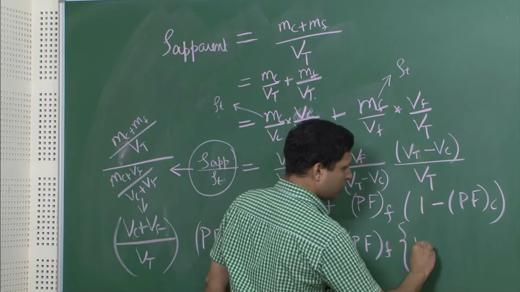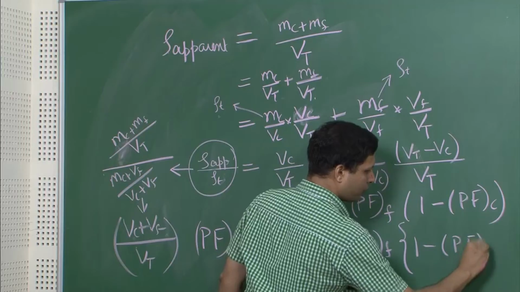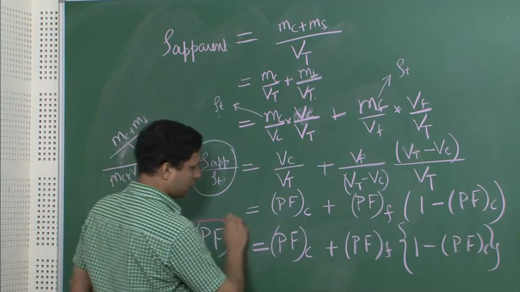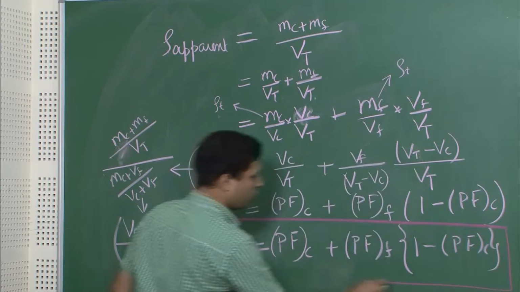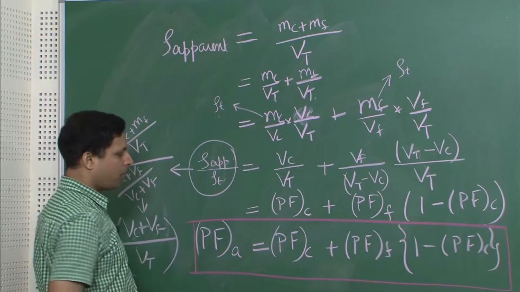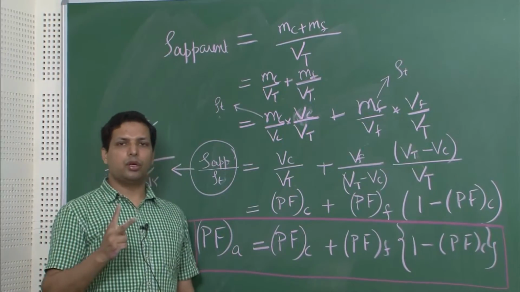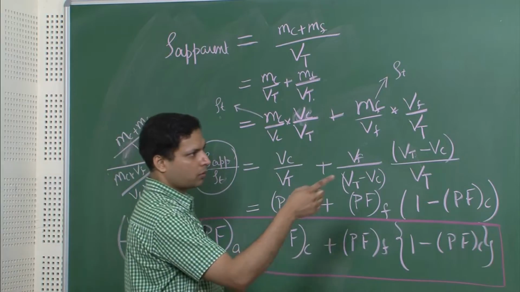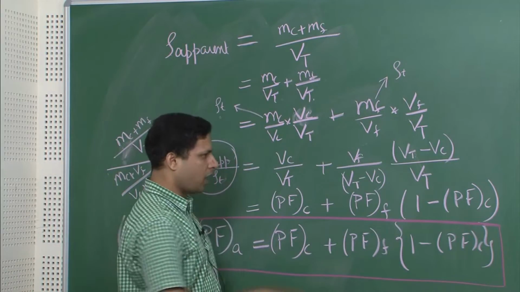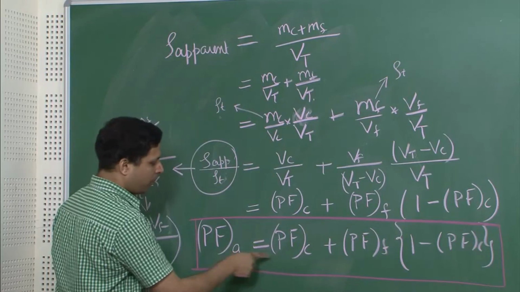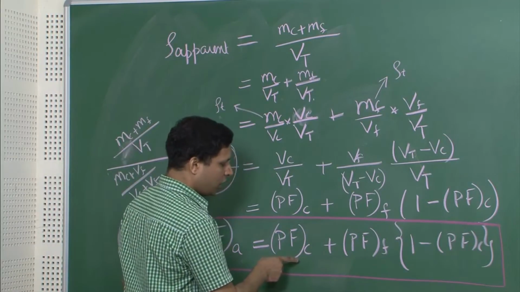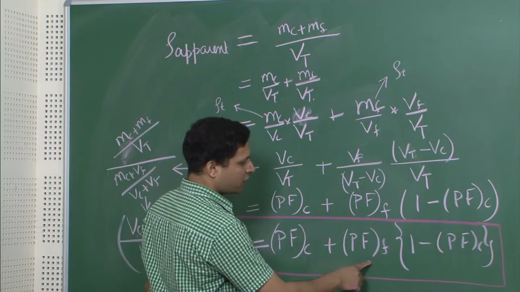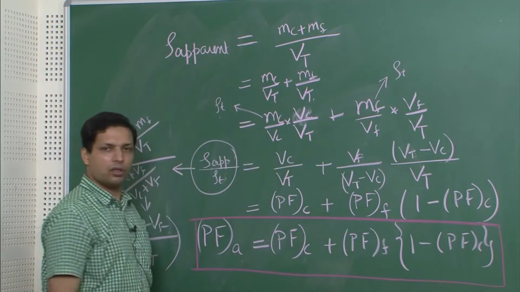So we have now a relation for the apparent packing fraction when we have two particle sizes, two diameters. One is the coarse one and another one is the fine one, and based on that we have a packing fraction apparent which can be given in terms of packing fraction coarse plus packing fraction fine times 1 minus packing fraction coarse.